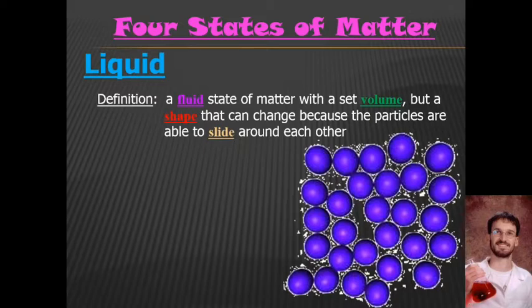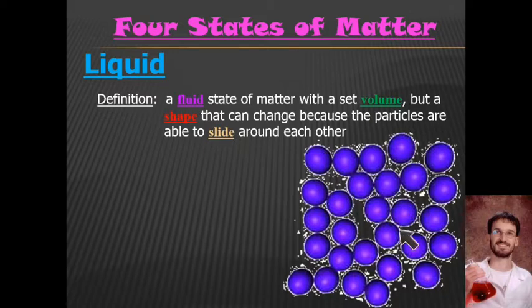You don't get any sponginess going on in there. The exact pressure you push on is what comes out the other end. The shape, though, can change, and the reason the shape can change in a fluid is because these particles aren't stuck in place like they are in a solid. They're a lot more mobile.